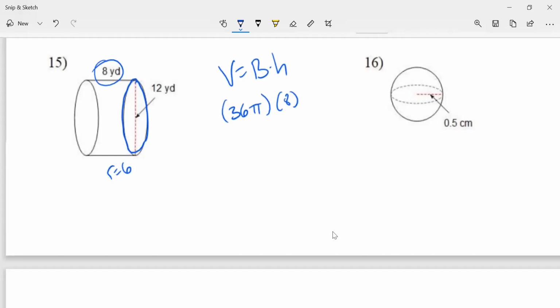All right, so let me go 36 times 3.14 times 8. According to my calculator, I get 904.32. My second decimal number is too small, so I'm just going to ignore this. So my answer is 904.3.